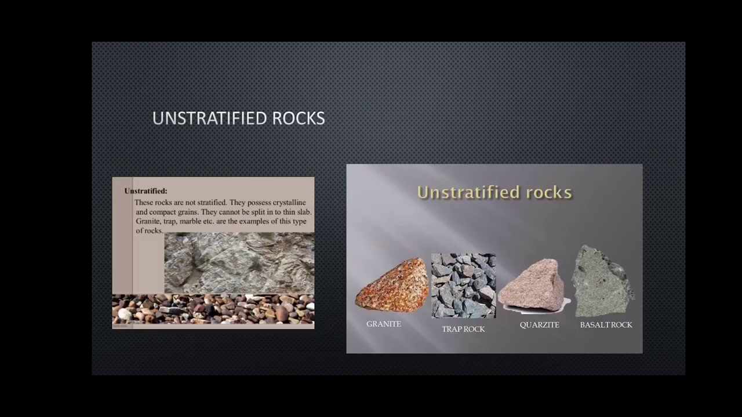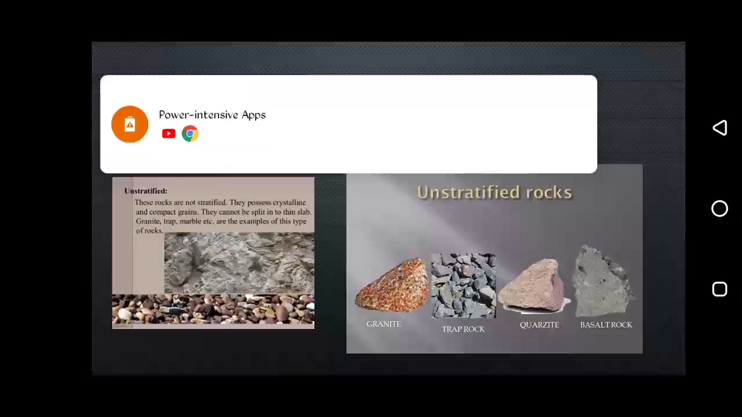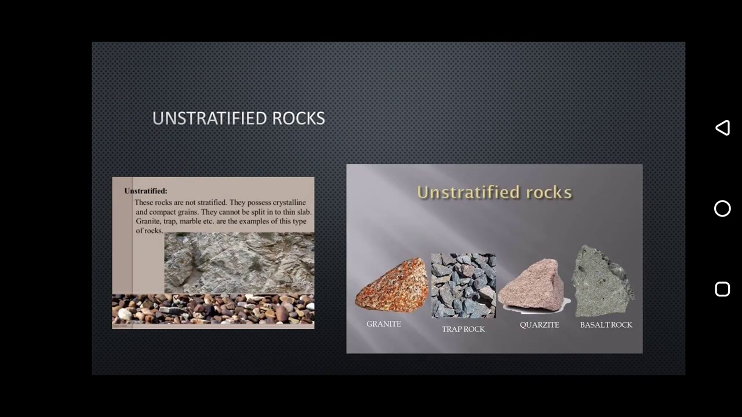All sedimentary rocks are essentially stratified, whereas all igneous rocks are unstratified. That is clear about the stratified and unstratified rocks. In sedimentary rocks, layers are formed. We have discussed in detail the formation of sedimentary rocks, where the layers are formed. That's why all sedimentary rocks are stratified rocks.